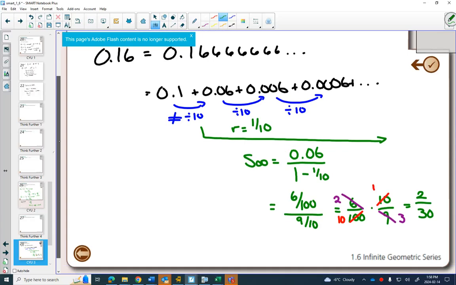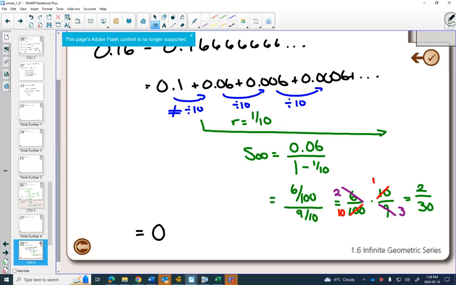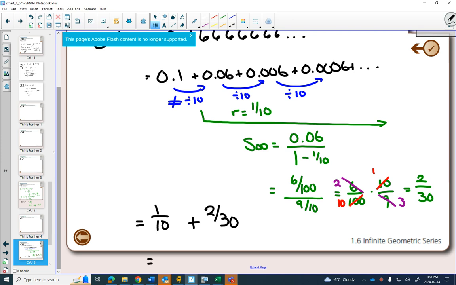So now I can say, I'll go back to my black, I have 0.1 and all the rest of it is 2 over 30. In fact, 0.1, I'm going to change that to a fraction as 1 over 10. If I get a common denominator here, this would be 3 over 30 plus 2 over 30. That gives me 5 over 30, and 5 over 30 nicely reduces to 1/6. Try it on your calculator, 1 divided by 6, and you will get 0.16 repeated.